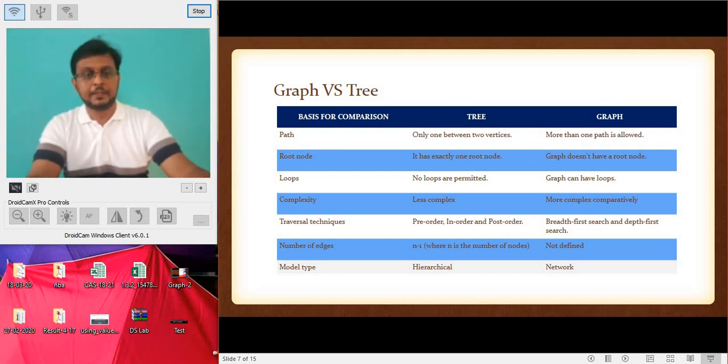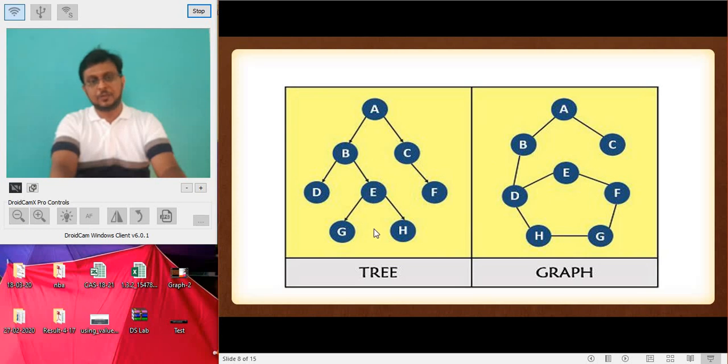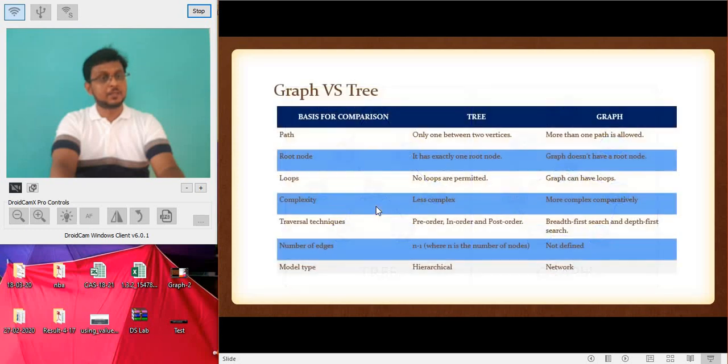Let's see the loop. In the case of trees, loops are not permitted, but in the case of graphs, loops are permitted. Let's see what a loop is. In the case of a tree, it follows this particular hierarchy. But here in the graph, see this one: D, E, F, G, H. They are interconnected, and it is forming a loop. That means it can start from D, follow this path, and reach D itself. So it is forming a loop here. That is permissible in graphs, but loops are not permitted in trees. So that is another difference between tree and graph.